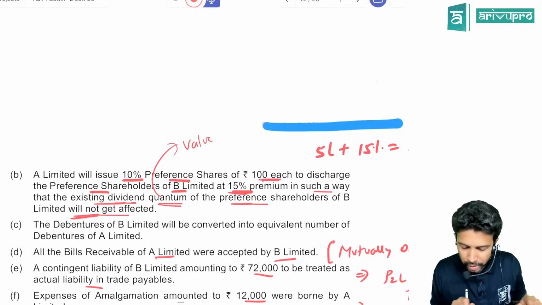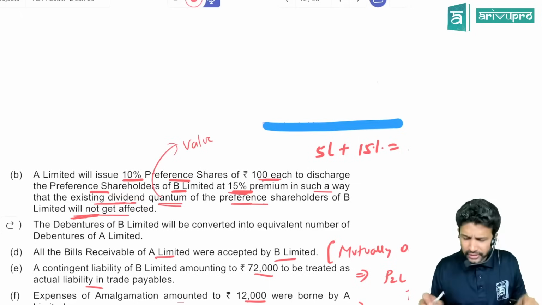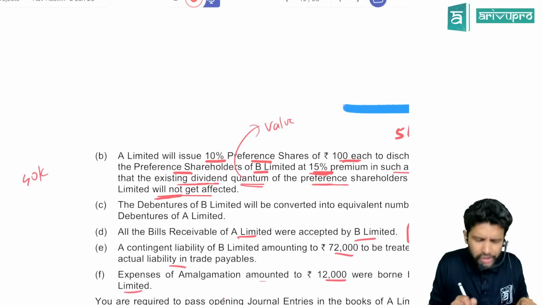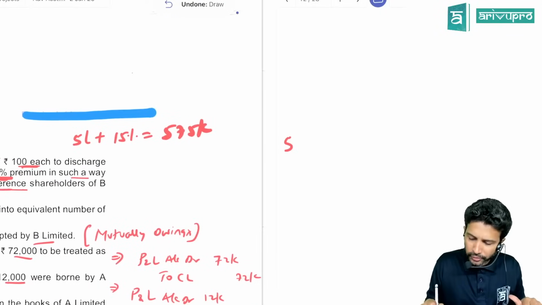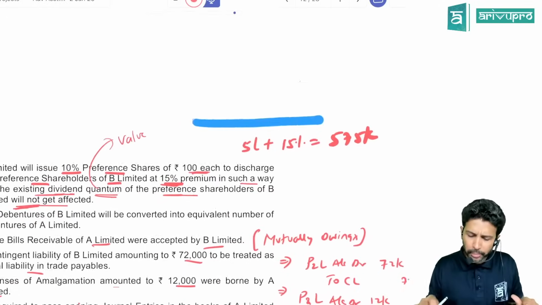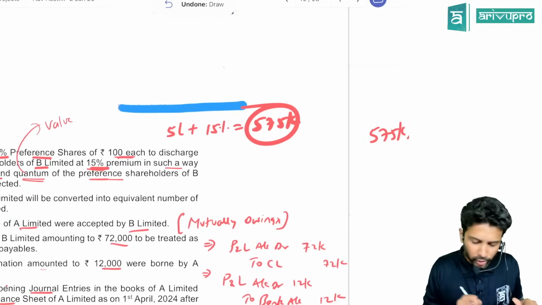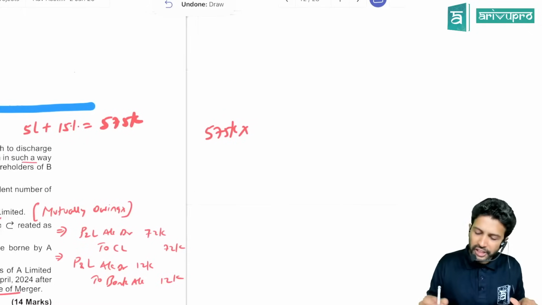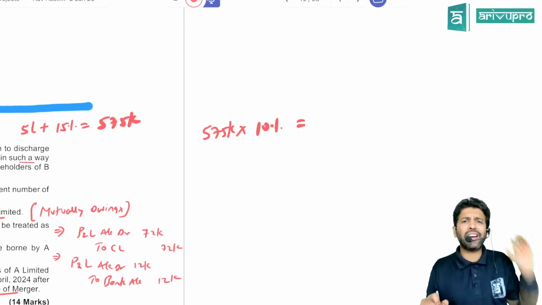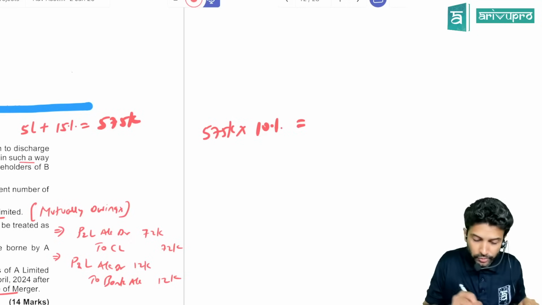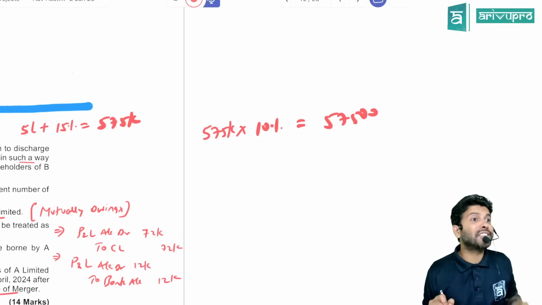Because they said over here the quantum of dividend should not get affected. Yes sir. But this is crazy, no? The dividend should be how much? 40,000. But the preference shares' value is how much? 5,75,000, because they told in the problem we are not taking preference shares at par, you are taking at 15% premium. And what percentage preference shares are given? 10%. The dividend rate which new preference shares carry is 10%. So if you do it, you are getting 57,500. But they told in the problem it should not exceed 40,000.